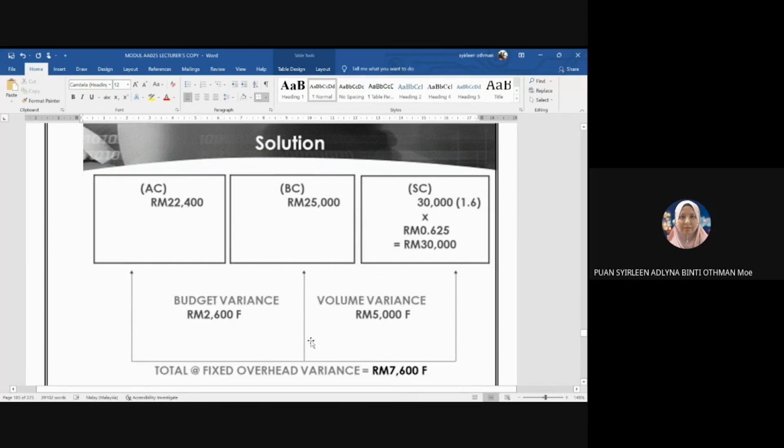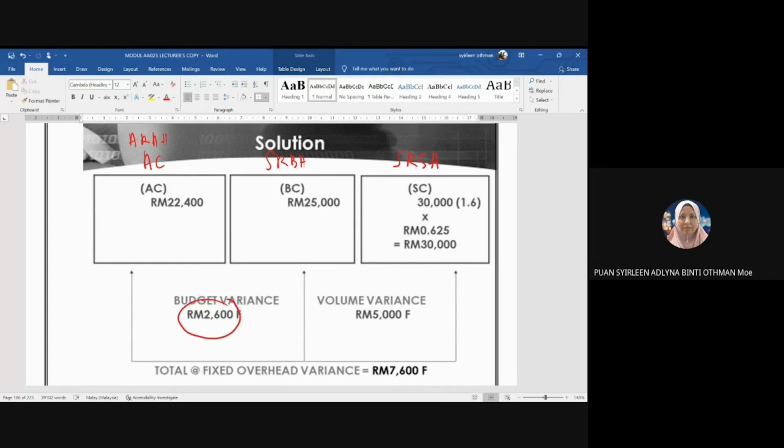Okay, so I'm going to show you the matrix method. Here you can see this is the actual cost, this is ARA, this is SERBA, and this is SERSA. Your ARA is 22,400, taken directly from the question. Your SERBA is 25,000, also taken directly from the question. So the difference between the two is 2,600.